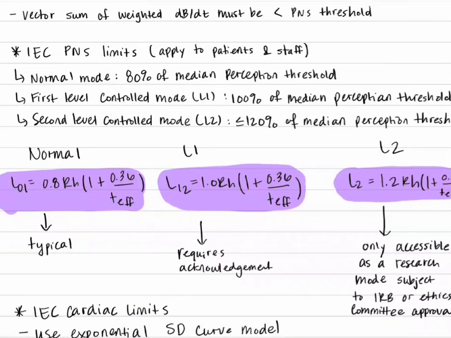And so with that, we have a modified SD curve that we can look at. And so the vector sum of the weighted dB/dt must be less than the PNS threshold. IEC PNS limits. So we have 3 different modes. The normal mode is limited to 80% of the median perception threshold. First level is 100% of the median perception threshold, and second level is less than 120% of the median perception threshold.